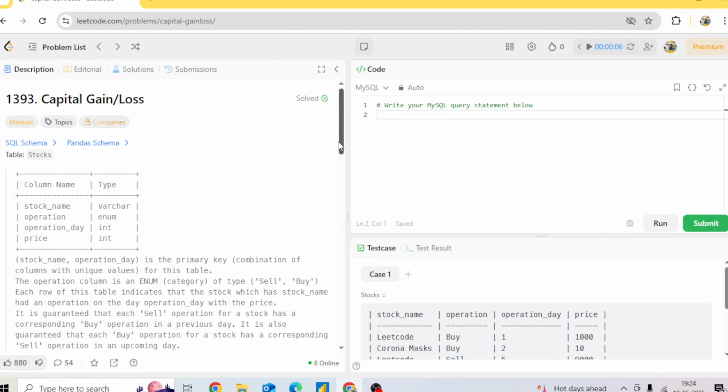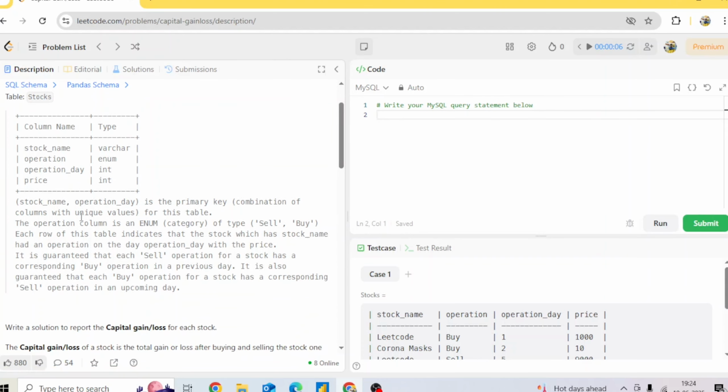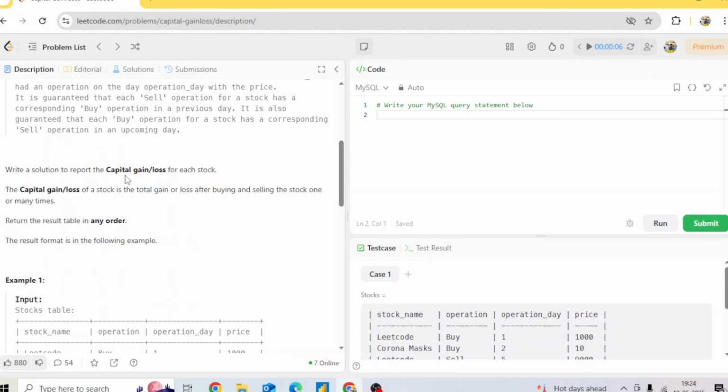In this problem we have a table known as Stocks, in which the stock name and the operation day is the primary key of this particular table. The operation column is an enum category of type sell and buy. Each row of this table indicates that the stock which has the stock name had an operation on the day operation_day with the price. It is guaranteed that each sell operation for a stock has a corresponding buy operation in a previous day. It is also guaranteed that each buy operation for a stock has a corresponding sell operation in an upcoming day. Write a solution to report the capital gain/loss for each stock.